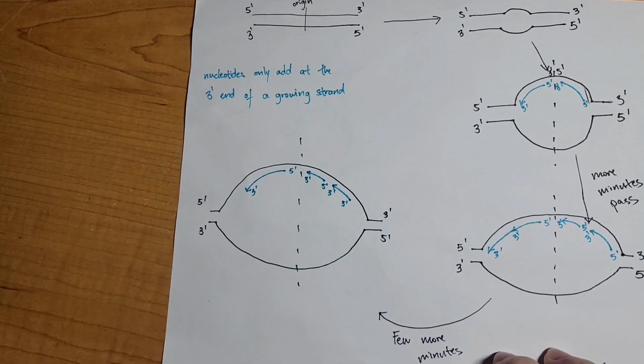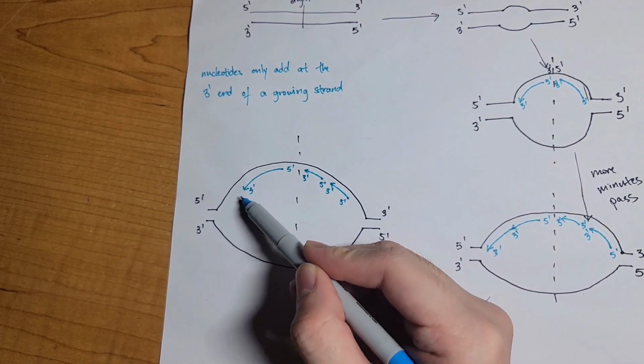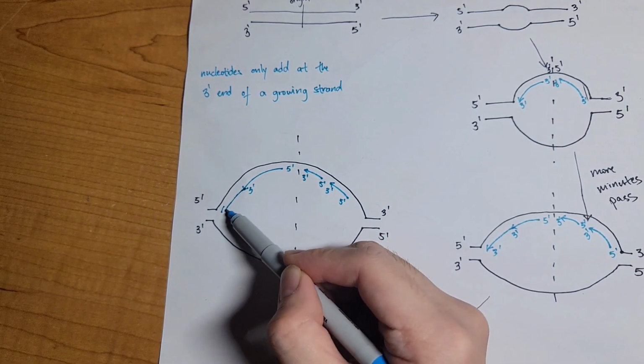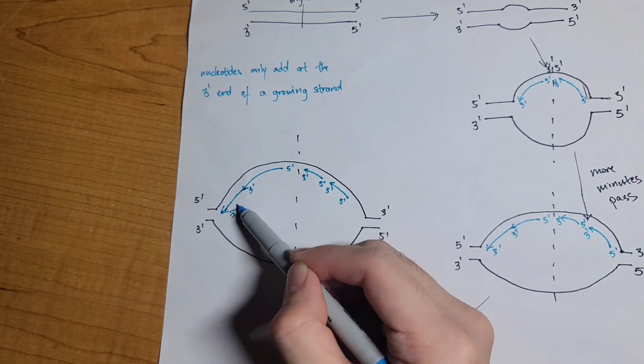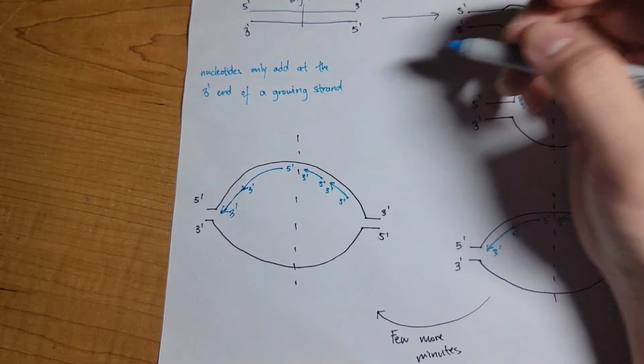Alright, so same way as before. This one is a free 3 prime. So that means I can keep adding again on this one. Keep adding until I reach the end. Now I have a 3 prime over here. It's one long strand, right? Same way over here.